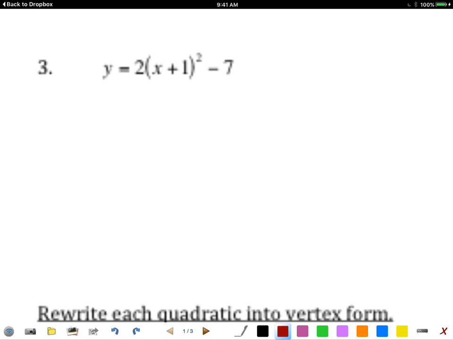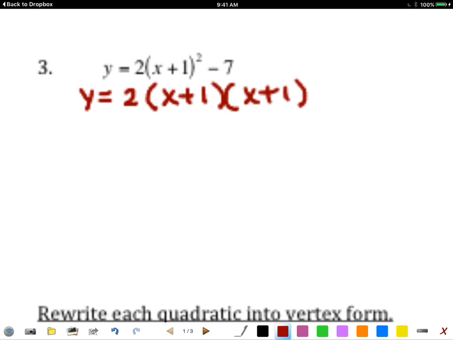And we're going to work this one, and it is very similar, except we have that 2 out front. So we're going to write y equals 2, and then in parentheses, we're going to do x plus 1 times x plus 1. And then we still have that -7 out here. Now, at this point, you have a couple of options, because what you have right now is 2 times x plus 1 times x plus 1, and then -7. But we're not going to deal with that -7 for a little bit.